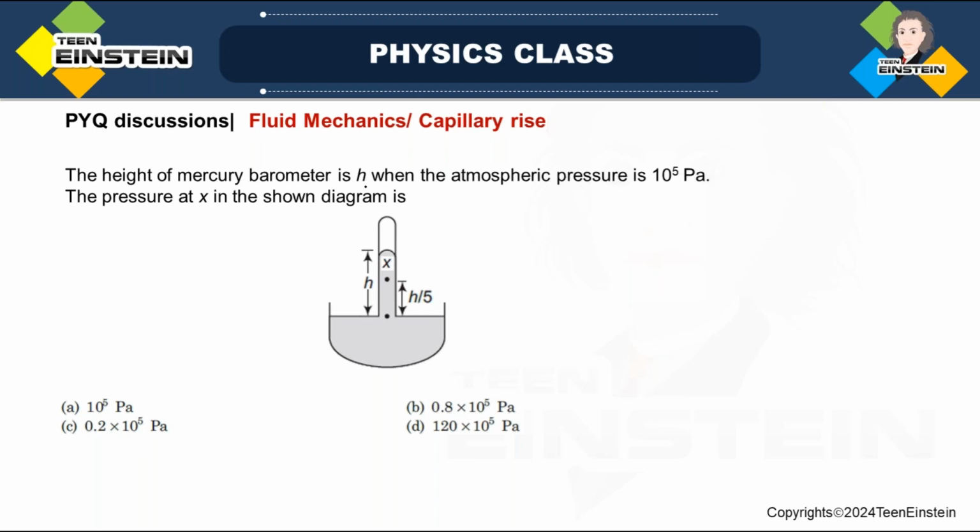The height of the mercury barometer is given as H. When the atmospheric pressure is 10 to the power 5 Pascal, what is the pressure at X? This is a very interesting problem. Look, this is the point where X is denoted, and you have to find the pressure over here. The total height is H, and the height up to X is H by 5.